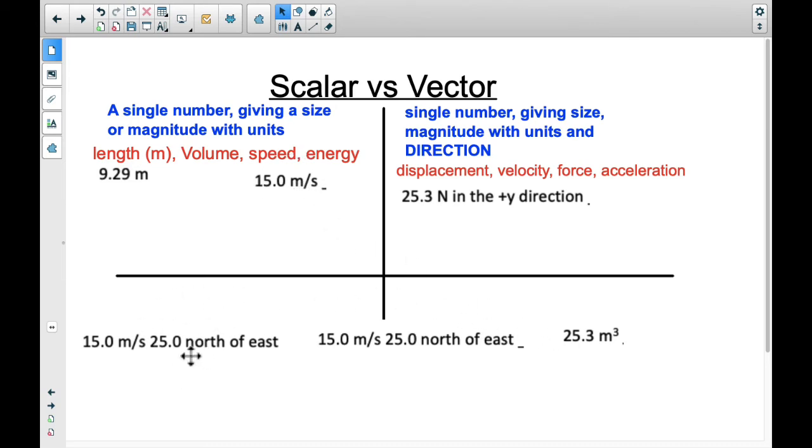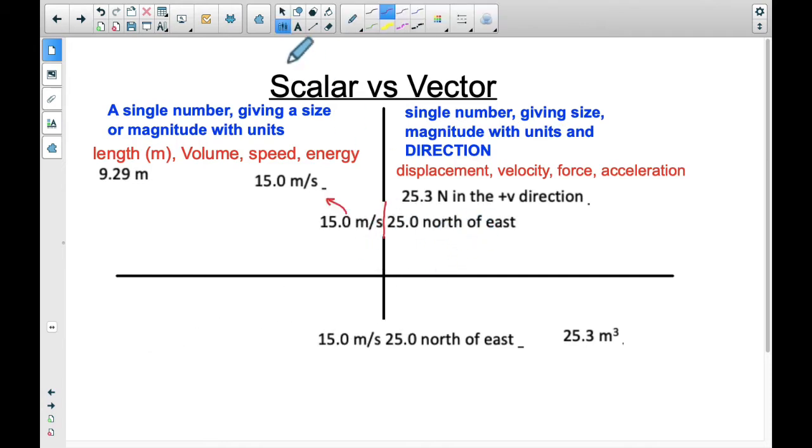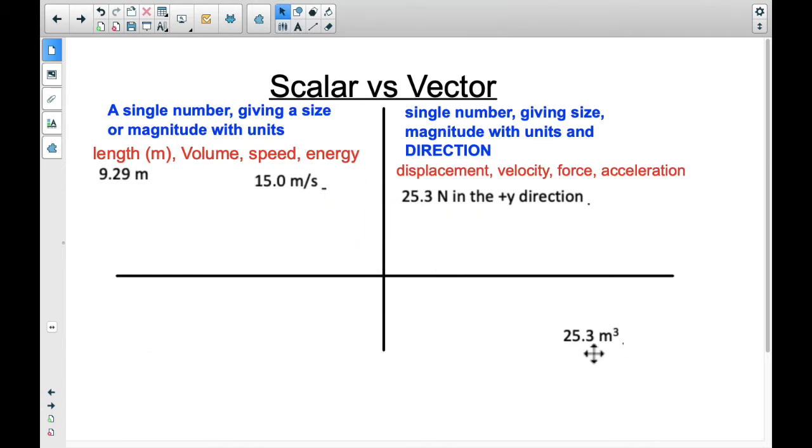Let's come over here. Now this one, I think there's two of them there. There should have been two of them there, but I didn't cut them up. Here's what we're going to do. Something's wrong with that. I'm going to delete that one off. And so the only one we have left is meters cubed, and that would be scalar. It does not have a direction to it.